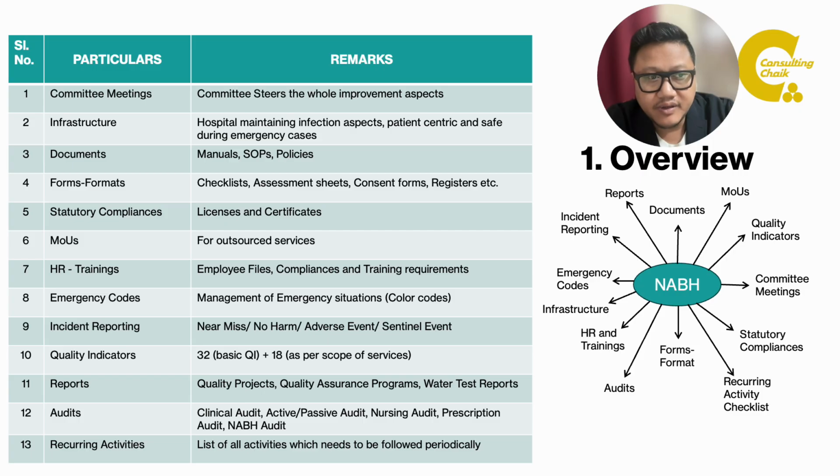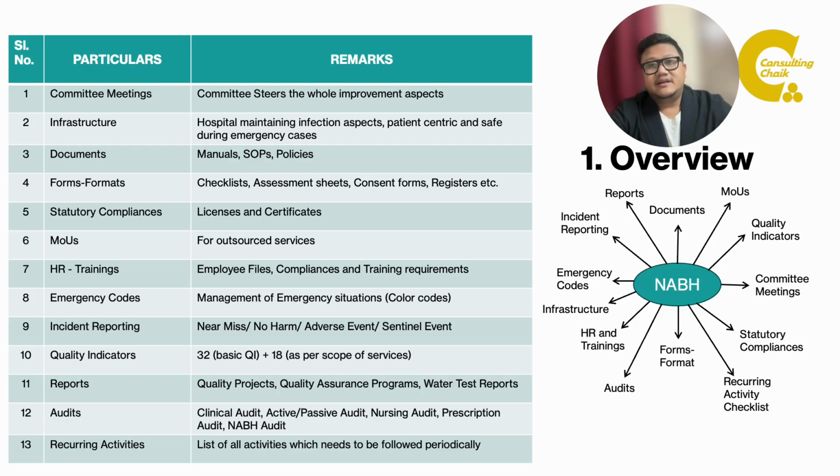Documents: you have manuals, SOPs, policies. Manuals like the infection manual, your nursing manual, HR manual. Those are big documents. And then you have your SOPs. SOPs are department wise. Your emergency SOP, your IPD SOP, OPD SOP, physiotherapy SOP, like that. And policies are basically segregated as per the NABH chapters. So you have a set of policies for ASE, a set of policies for COP, like that, chapter wise.